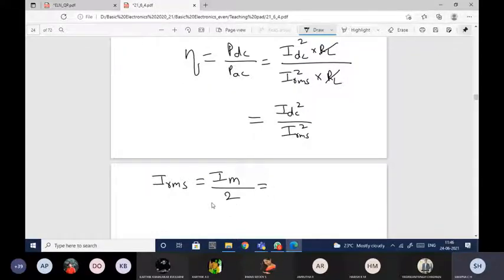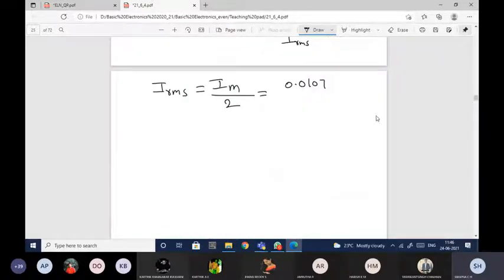Is anybody getting confused about why I'm taking 2 and not root 2? Any confusion there? No. Okay, fine. So Im is 0.01075 divided by 2. What is the answer? 5.37 into 10 power minus 3, which is nothing but 5.37 milliamperes. This is IRMS.